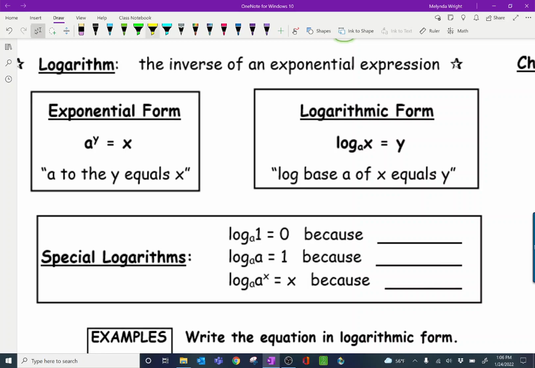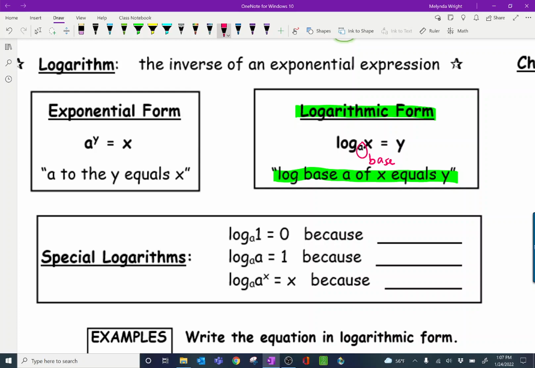So this is logarithmic form. This is the new concept that we're going to be looking at. If you wanted to say it with words, log base a of x equals y. Basically, this is the base. That's the base.